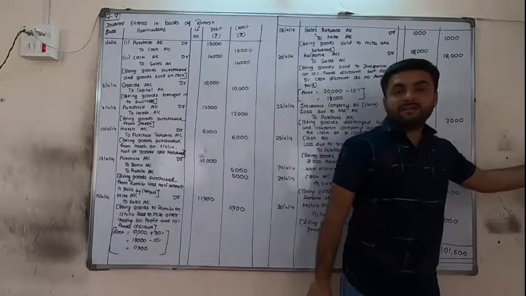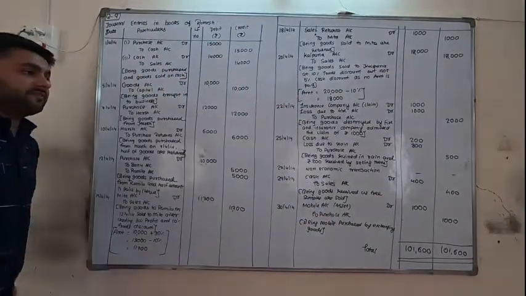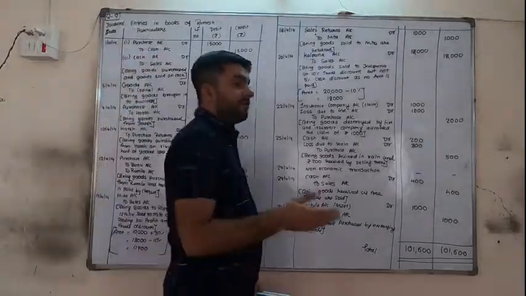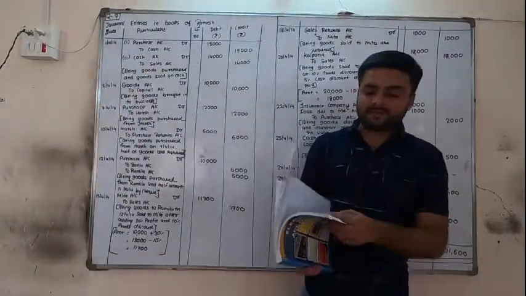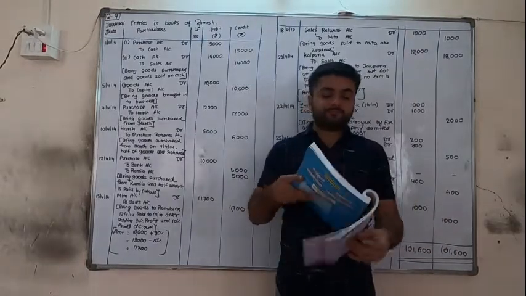This is my method. After completing the whole sum, again we are seeing the whole sum. There is not a problem if we are repeating the sum. Many of you may not be liking that, but it's my method. Okay, read the sum again.